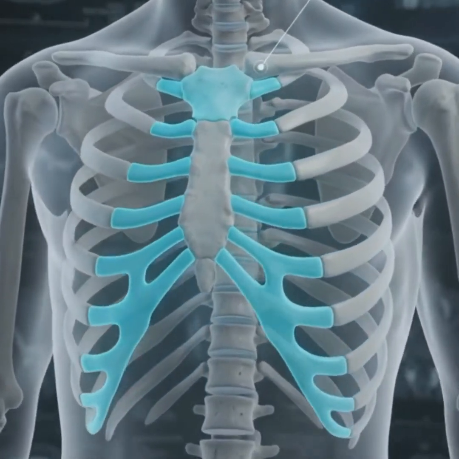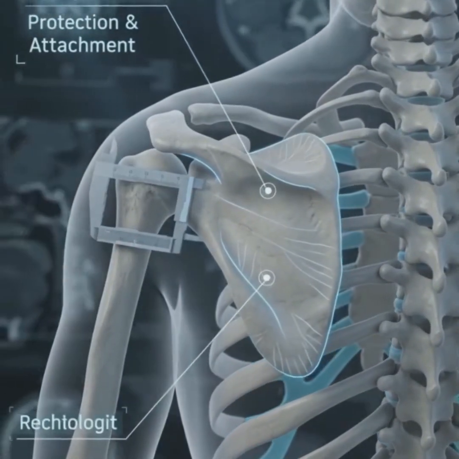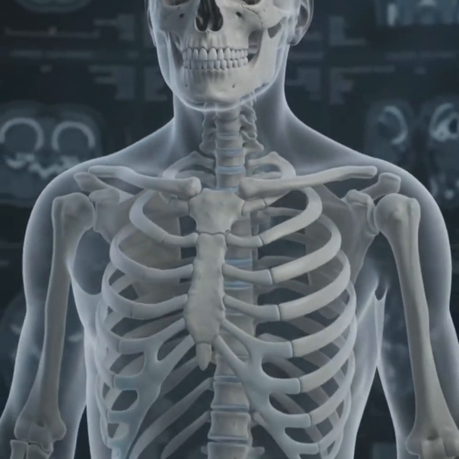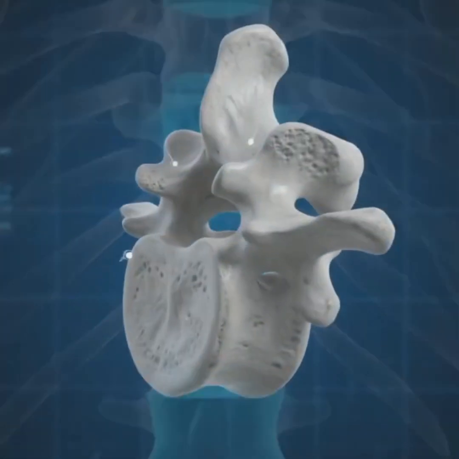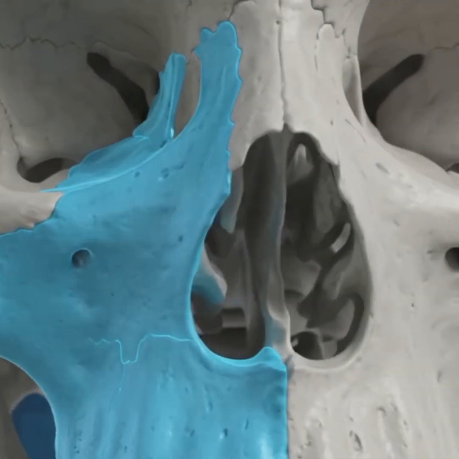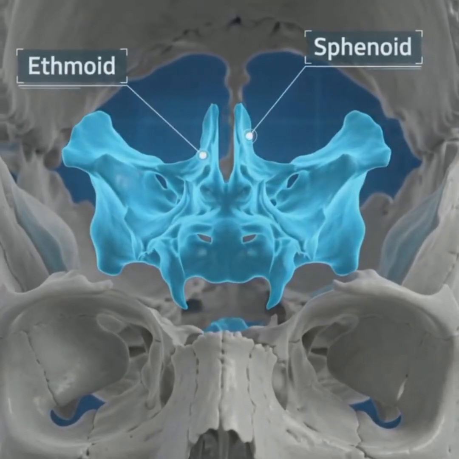Flat bones are thin, flattened, and typically curved plates. They protect internal organs and provide large areas for muscle attachment. Examples include the sternum, ribs, and cranial bones. Irregular bones. They have complex shapes with various processes. Examples include the vertebrae, providing protection and support, as well as the maxilla and sphenoid.